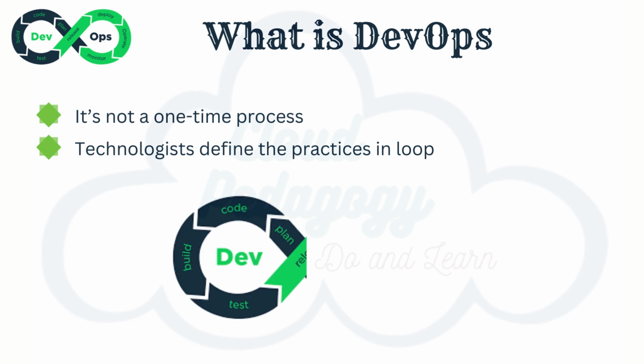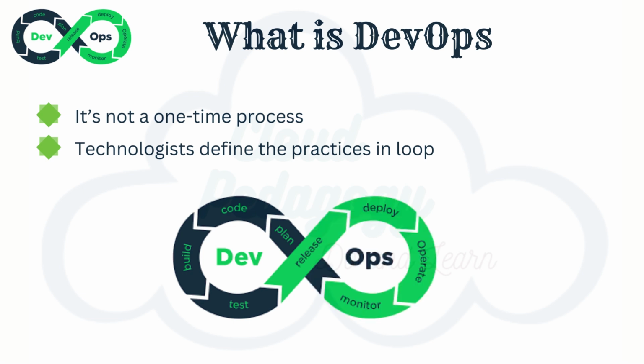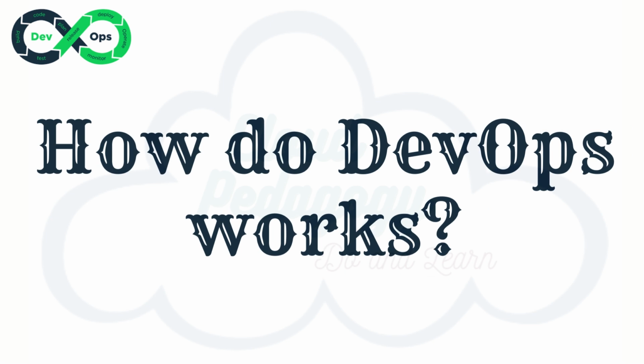As you see here, what's needed for development is on the left side of the loop and what's needed for operations is on the right side of the loop. They are combined and you can't have one without the other. So how does DevOps work?